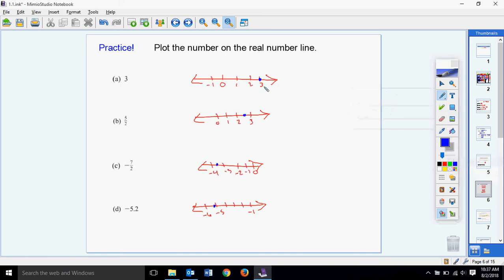All right, your graph should look like mine. So 3 is an easy one. Just plot it at the hash mark 3. 5 halves is equivalent to 2.5, so it goes halfway between 2 and 3. Negative 7 halves is equivalent to negative 3.5, so it goes halfway between negative 3 and negative 4. Then we have negative 5.2, so it's in between negative 6 and negative 5, but it's a little bit closer to negative 5.